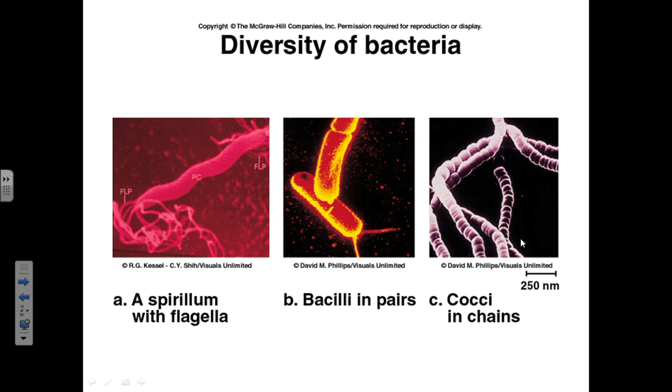There's some bacteria in different shapes. The one on the left is a spirillum, kind of spiral shaped. The one in the middle is a bacillus, kind of rod or capsule shaped. And then right here we have a chain of spheres. That's called streptococcus. It's like strep throat bacteria.